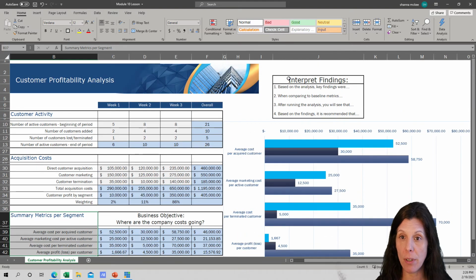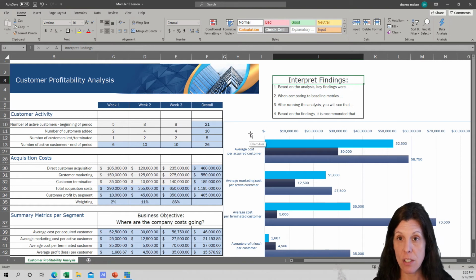So up here, I'm going to direct your attention to the interpret findings box. This data needs to be communicated to the requester. And these should look familiar. These are the phrases that we just went over. So take a second to let these phrases kind of marinate.